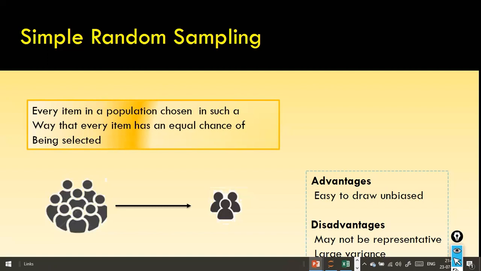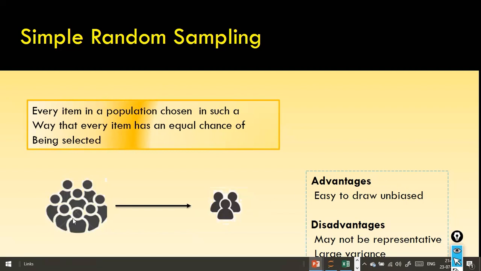Then you call some people from the audience, ask them to close their eyes, and pick up three or four folded papers. That is what simple random sampling is. If you shuffle it, every item in the population has an equal chance of being selected.